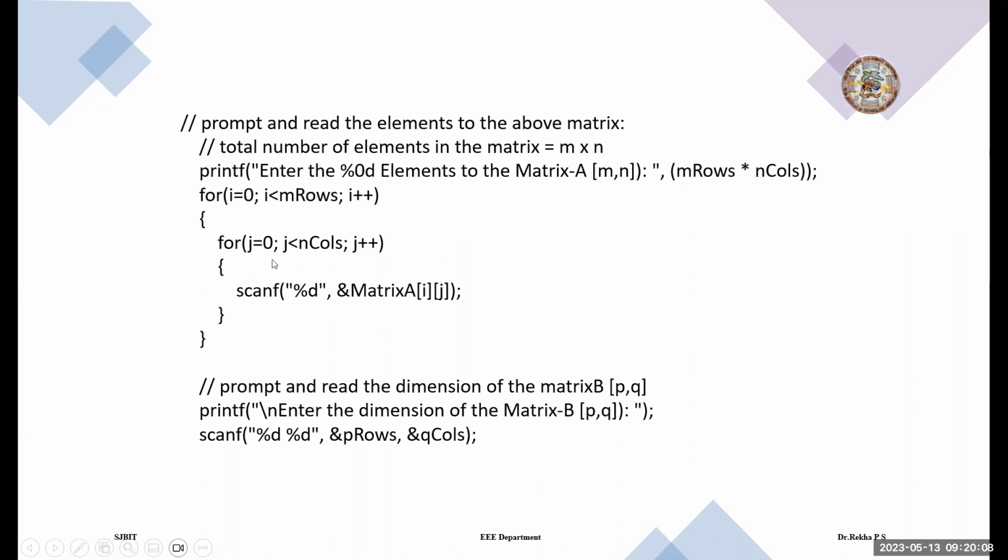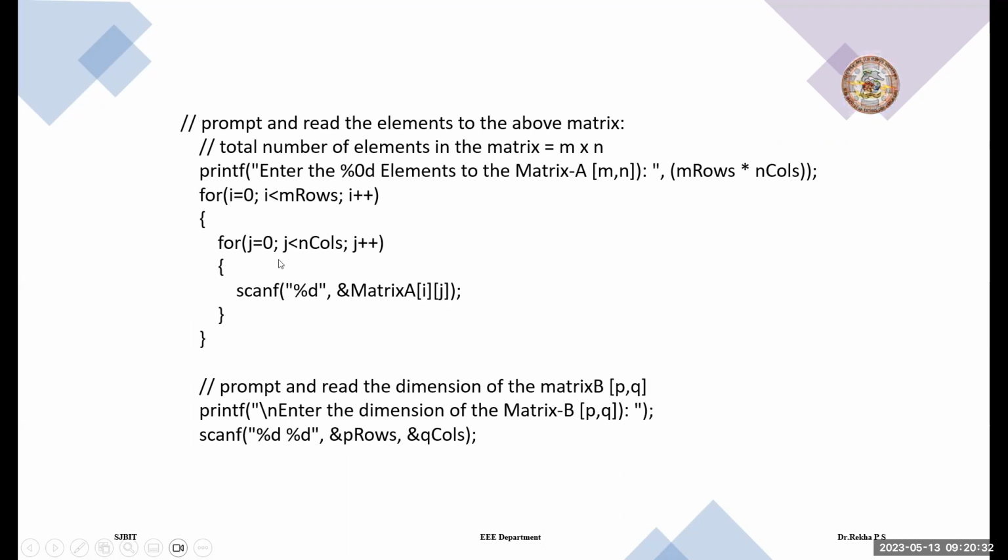Again, j is incremented. It will check the condition. The next element is matrix 0, 1. Again, j is incremented. Check the condition. Read the value into matrix A 0, 3. So as long as this condition is satisfied, it will execute this.